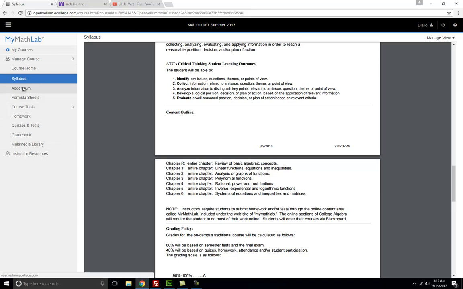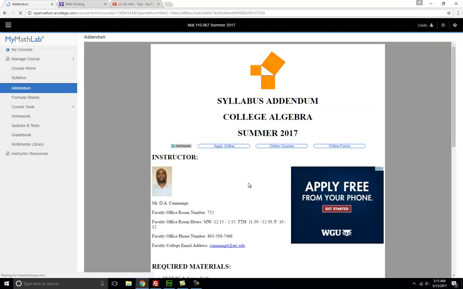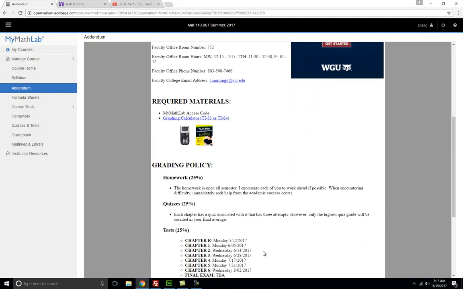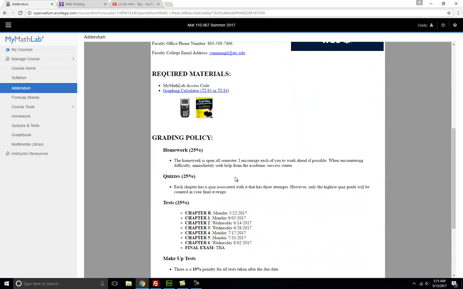Next, we have the Addendum tab. In the addendum, you can find my information. I'm your instructor, Mr. Cummings. My office is 752. Here are my office hours. Here's my office phone number as well as my email address. The required materials for the course are a TI-83 or TI-84 graphing calculator.